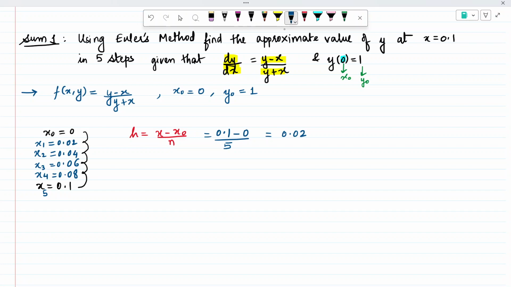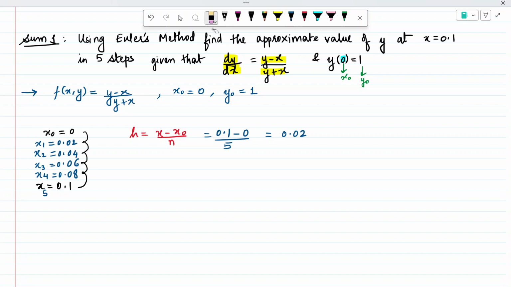Are the steps clear with everyone? Okay. So these are your step sizes, 0.02. You keep increasing by 0.02 every time. Okay, fine. Once we have these steps, now we will start calculating y. Understand here, you have to go from y0 to y5. y0 is given as 1, and you have to reach y5, which means you have to apply this formula 5 times. So let's apply the formula.